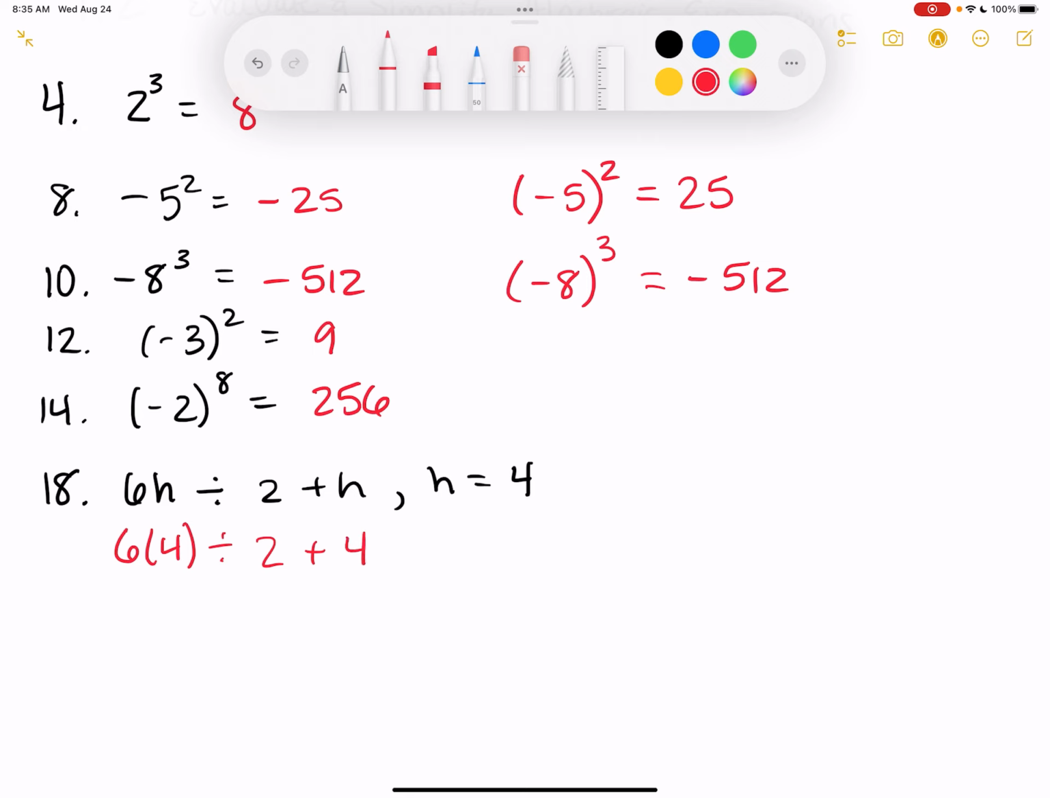I just put the parentheses around the ones that are being multiplied by something. If it was a negative, I would put the parentheses around all of them so that you don't get confused about minus a negative, at least initially when you plug it in. So what do I do first? Multiply 6 and 4. So 24 divided by 2 plus 4. Now what? So 12 plus 4, and then that's 16.